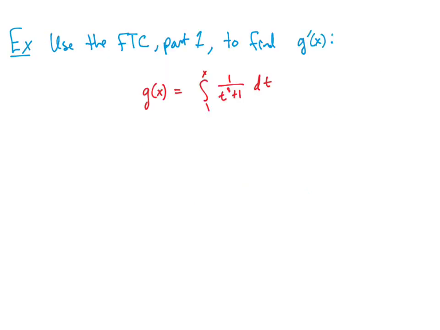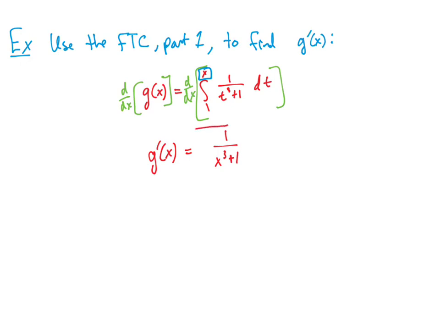So this example says, use the fundamental theorem of calculus, part 1, to find g prime of x of this function. G of x is equal to the integral from 1 to x of 1 over t cubed plus 1 dt. So what the fundamental theorem of calculus is telling us is that if we take the derivative of both sides, so d/dx, okay, on the left-hand side that leaves us with g prime of x. The derivative of the right-hand side is just the integrand, so 1 over t cubed plus 1, but we're going to evaluate that at this upper bound. So what we're going to have on the right hand side is 1 over x cubed plus 1, and that is it.